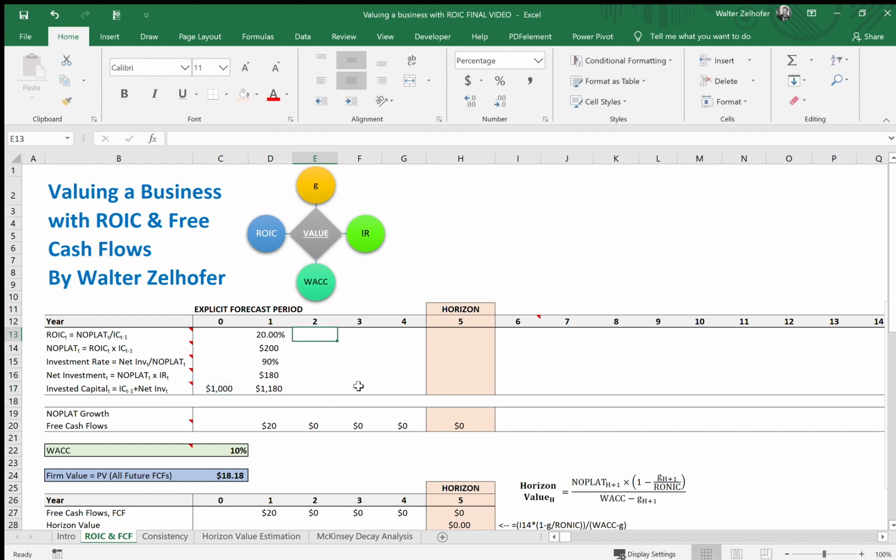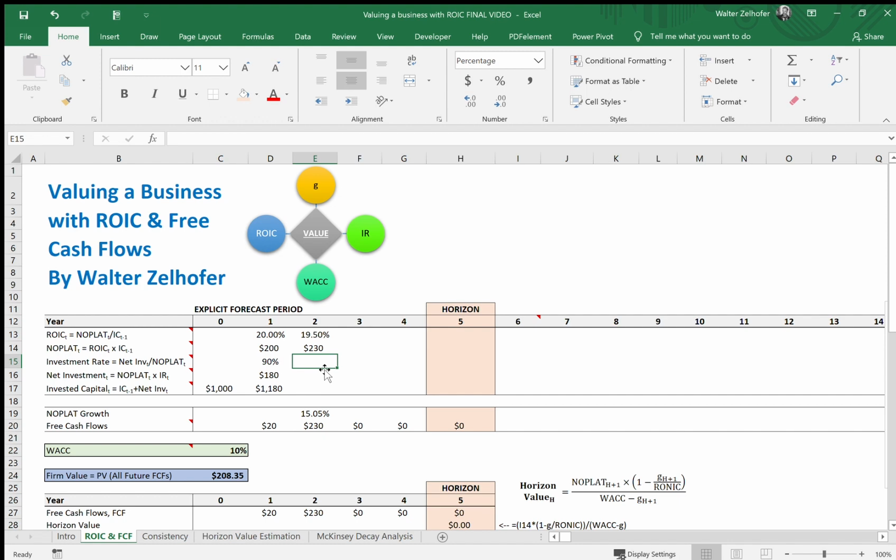Continuing along, as the firm gets older and competition catches up with us, the return on invested capital naturally will slowly decay. So let's say it goes down from 20 to 19.5. So we lost 0.5%. Well, the invested capital in the previous period was 1,180 times the return on invested capital gives us the net operating profits after tax at the end of year 2.